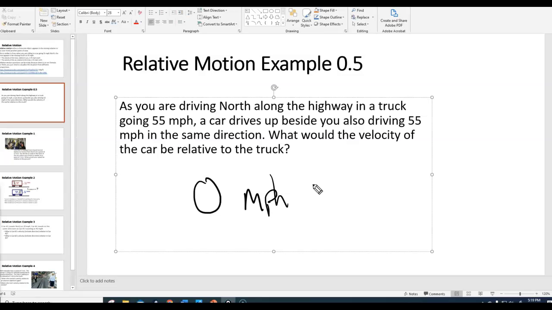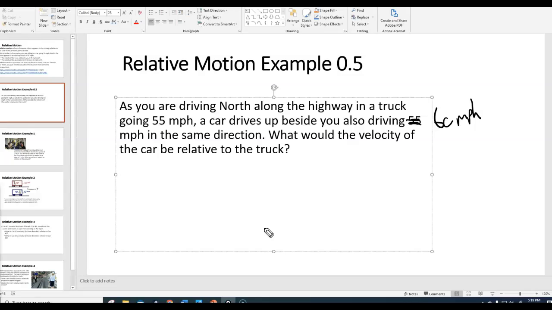Okay, because you've matched speed. Now, let's say the car speeds up a little bit and starts to pass you, then that would be different. Okay, so just for fun, the answer to this question is 0 miles per hour. But just for fun, let's say the car sped up. And let's say you're going 55 miles per hour, and the car is now going 60 miles per hour.